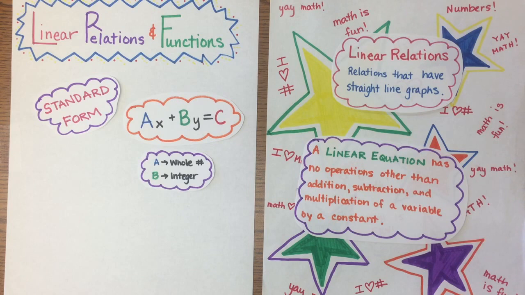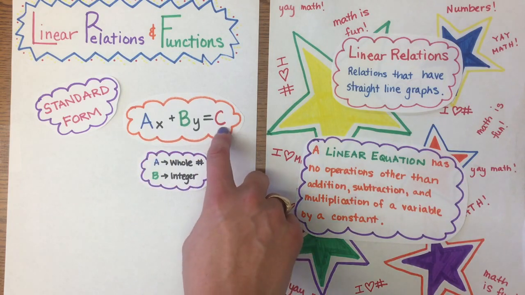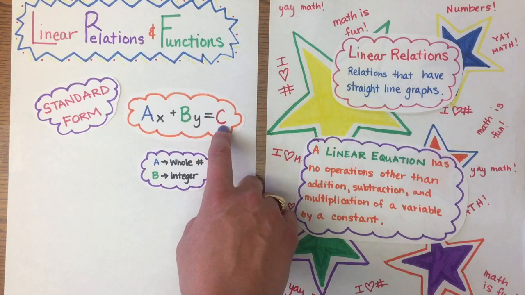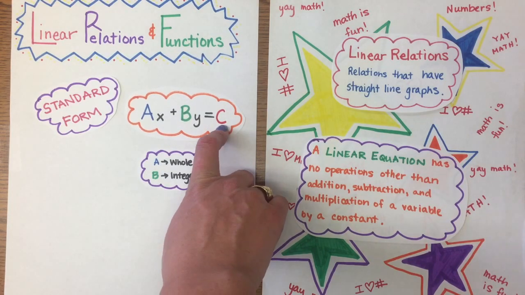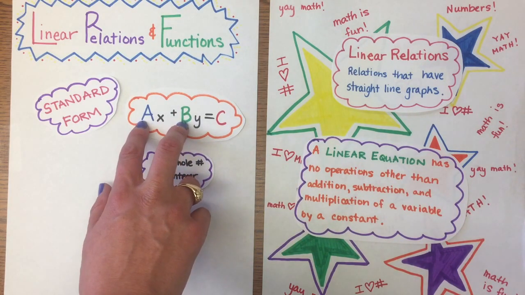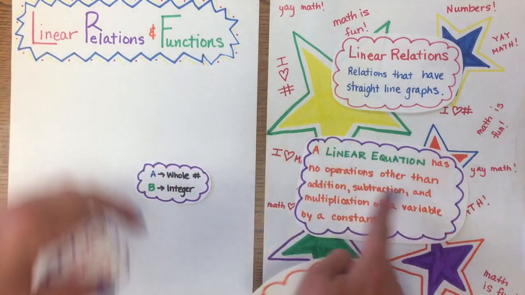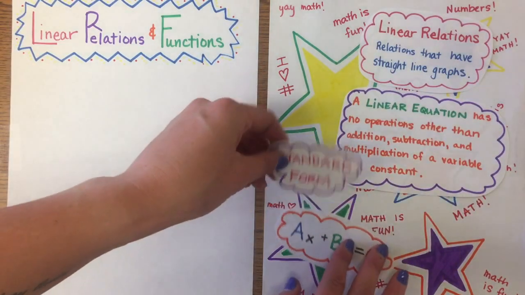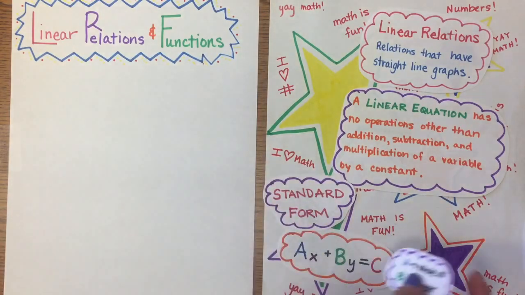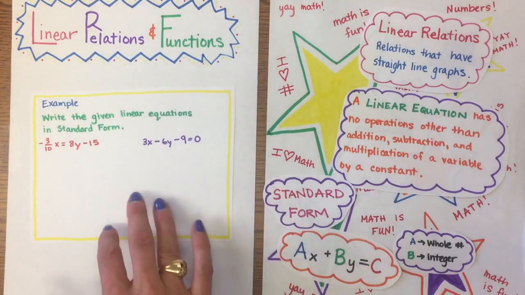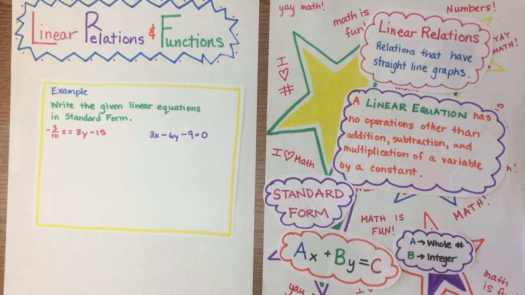A or B may be 0, but A and B cannot both be 0. Many times when we see this particular equation, we often see C also being an integer, but it's not necessary. Sometimes C will not be an integer. A and B must be integers, with A being positive or 0. So if I take this to be my standard form of a linear equation, I can rewrite some linear equations which represent linear relationships in standard form.